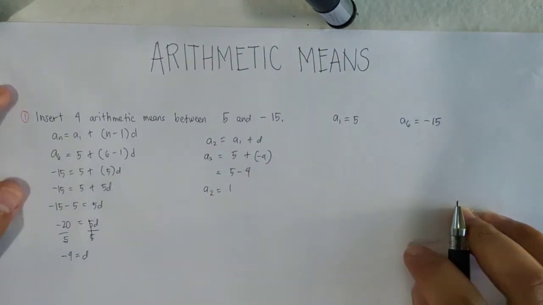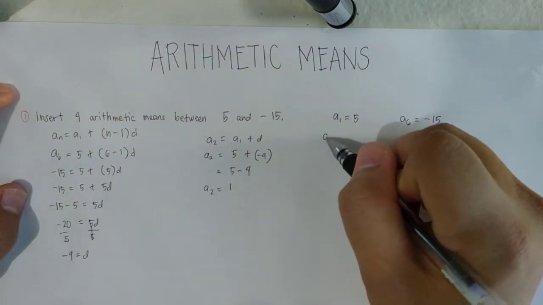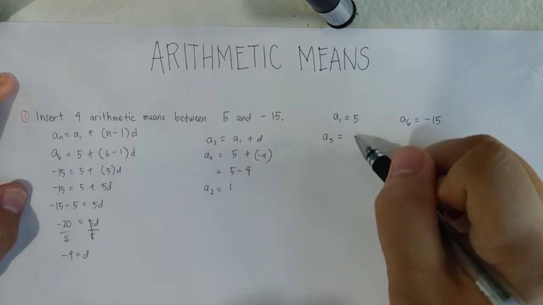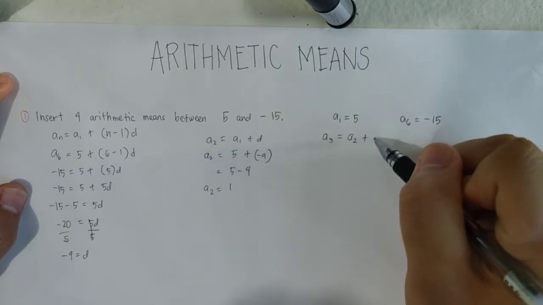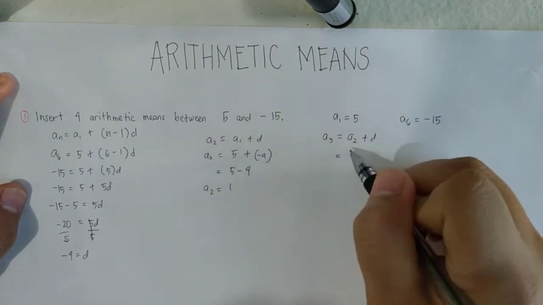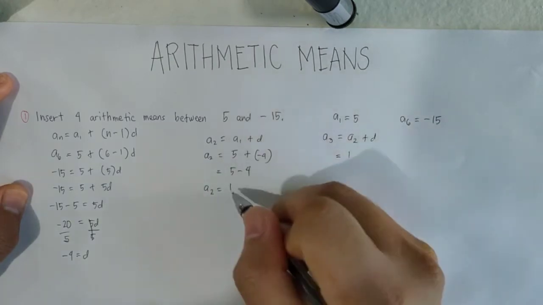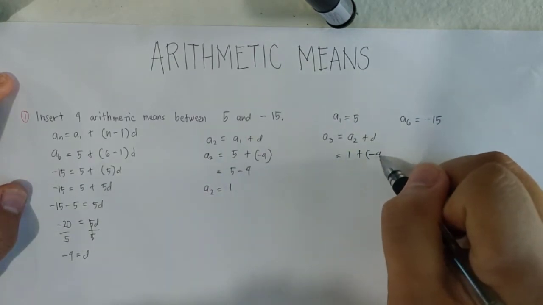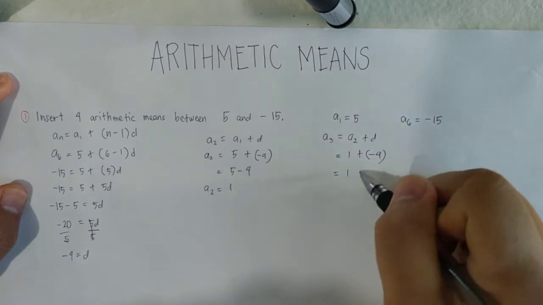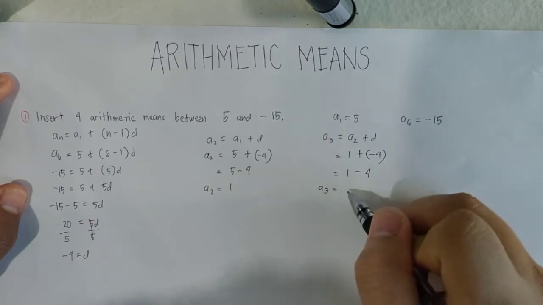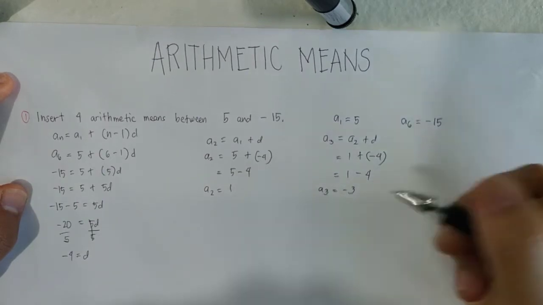Next, a sub 3 naman tayo. Ganun pa rin. So, a sub 3 is equal to a sub 2 plus d. So, anong a sub 2 natin? 1. Anong d natin? Negative 4. So, plus negative 4 equals 1 minus 4. So, our a sub 3 is equal to negative 3.